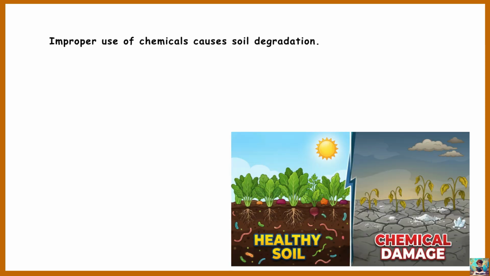So just like groundwater, our soil is also facing serious problems due to misuse. One major reason is the improper use of chemical fertilizers and pesticides. When too many chemicals are used, the soil slowly loses its natural fertility. This is called soil degradation. Soil degradation means the quality of soil becomes poor, it becomes less fertile and crops do not grow well.